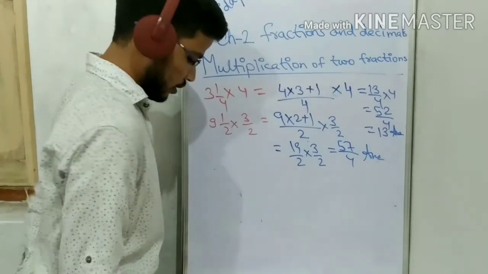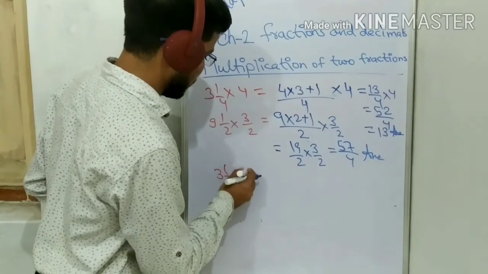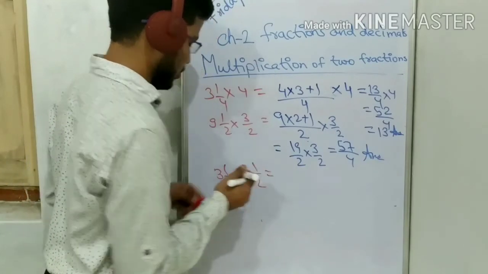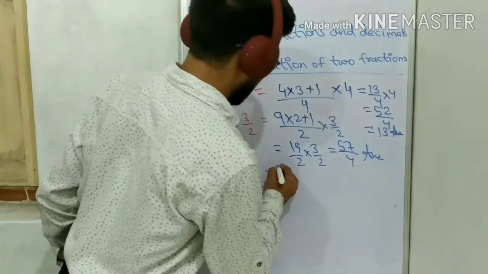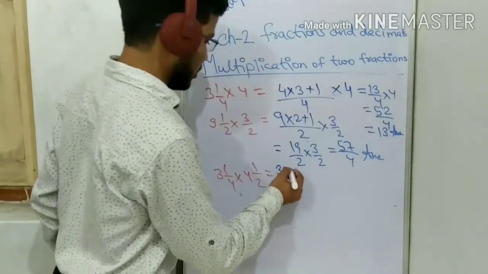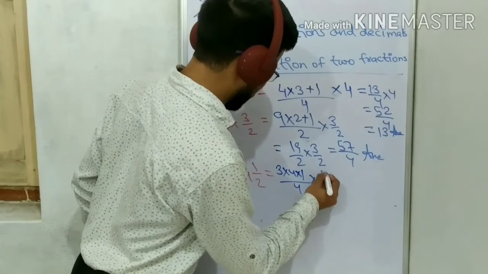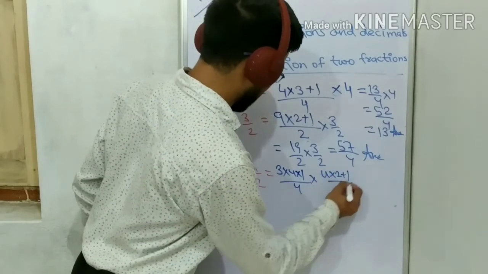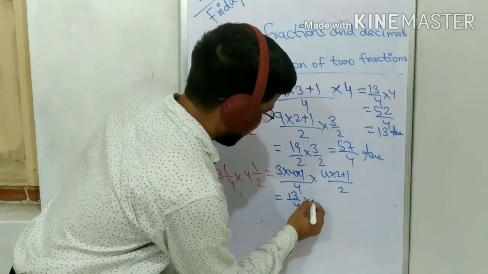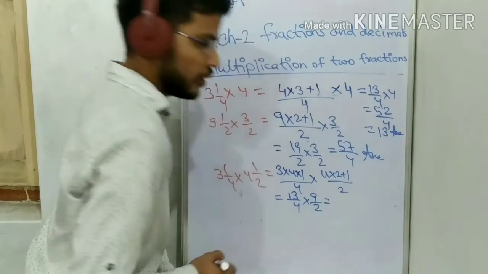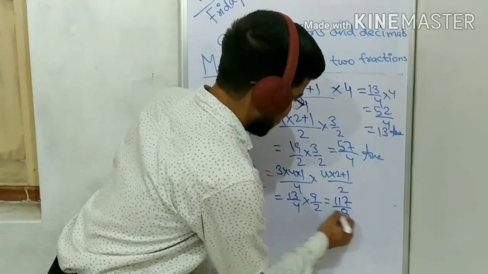Now the third one, the question is like this: 3 1/4 multiplied by 4 1/2. We will convert each of them into an improper fraction, like we have done in the previous two questions. 3 into 4 plus 1 by 4 multiplied by 4 into 2 plus 1 by 2. Then what will we get? 13/4 multiplied by 9/2. 13 9s are 117 and 4 2s are 8.